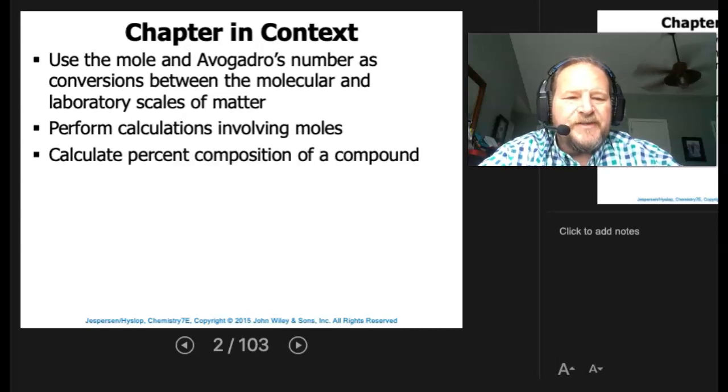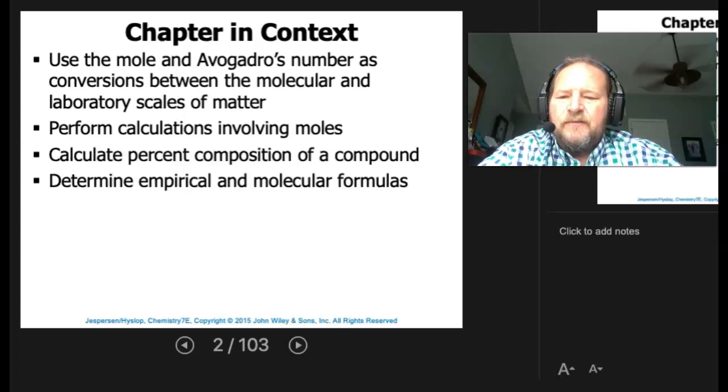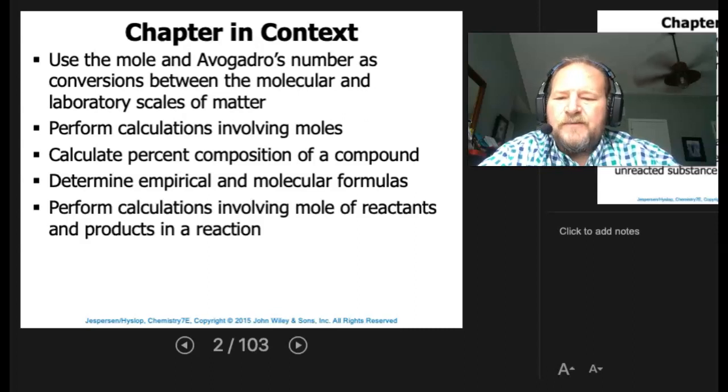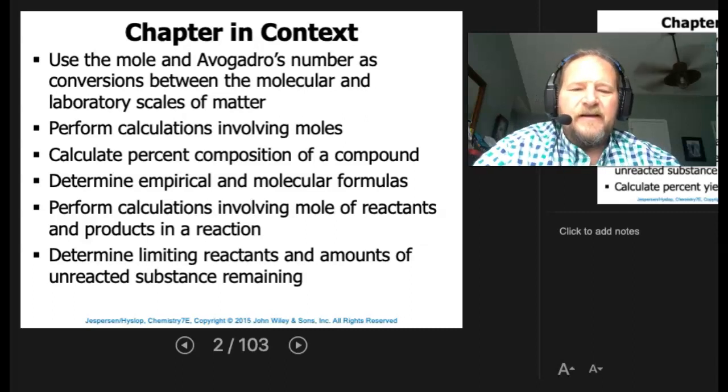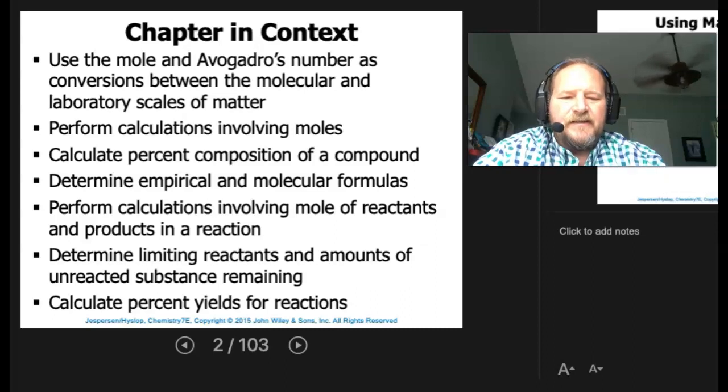So we'll calculate percent compositions, we'll look at empirical formulas and molecular formulas, and of course, we'll perform calculations involving the moles of reactants and products in a reaction. And finally, we're going to look at limiting reagents and the amounts of unreacted substance that might be remaining. And that will lead us into our last topic, which is going to be percent yields, calculating a percent yield.